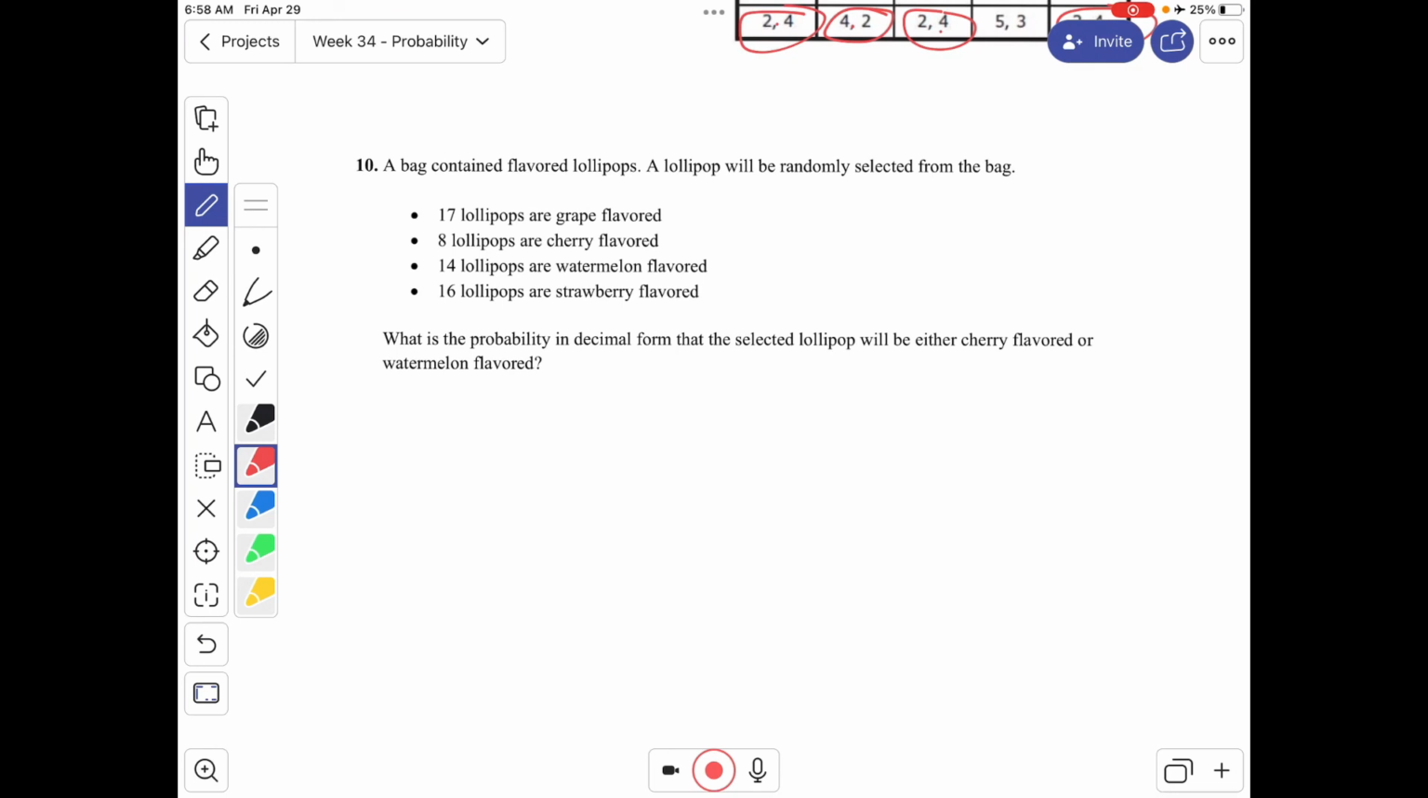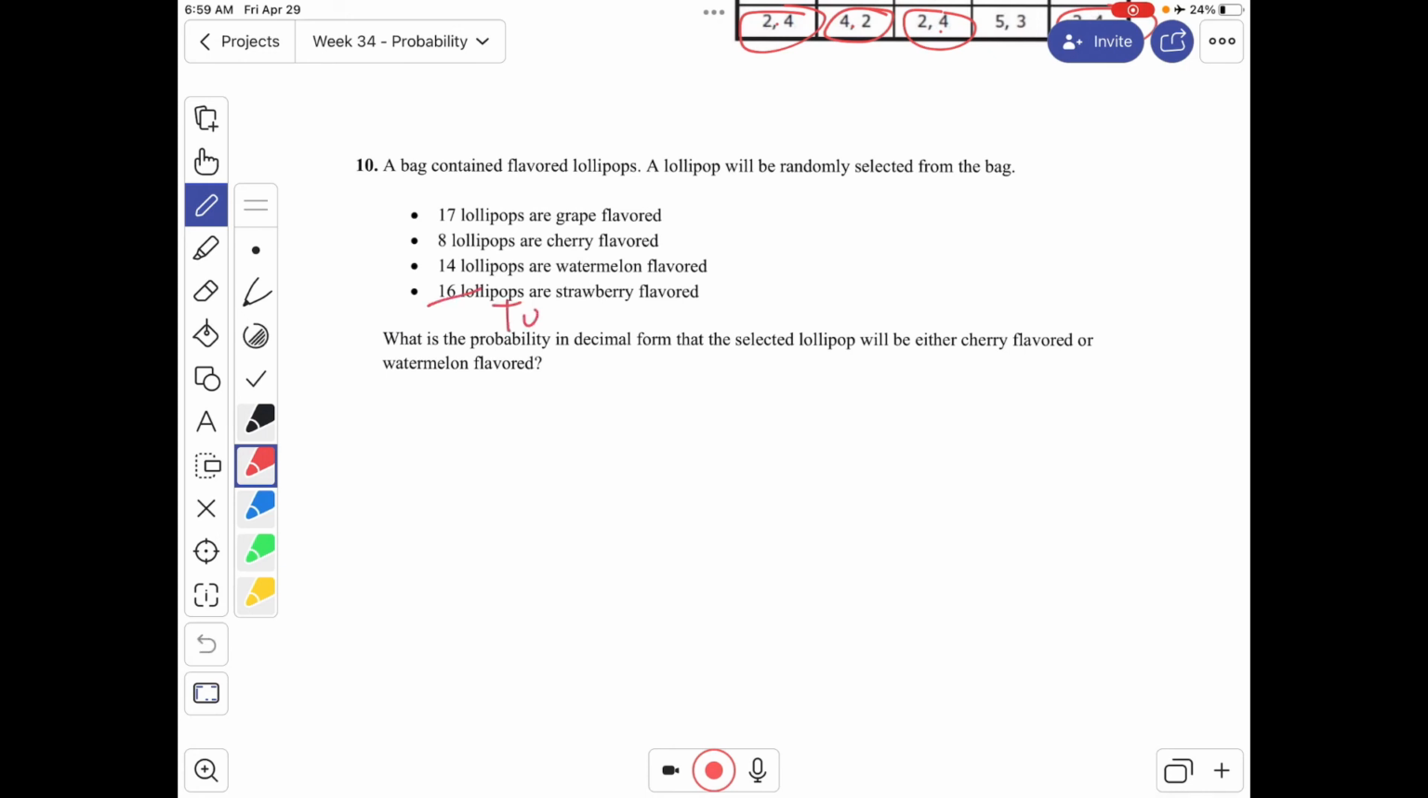Number 10, a bag contained flavored lollipops. A lollipop will be randomly selected from the bag. 17 lollipops are grape flavored, 8 lollipops are cherry flavored, 14 lollipops are watermelon flavored, 16 lollipops are strawberry flavored. What is the probability in decimal form that the selected lollipop will either be cherry flavored or watermelon flavored?